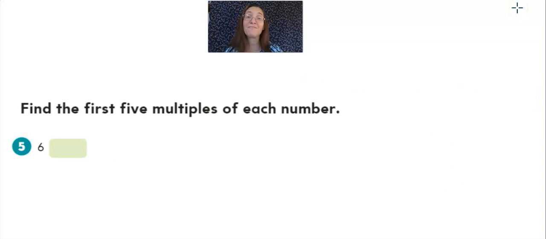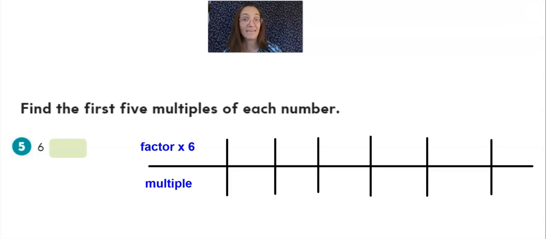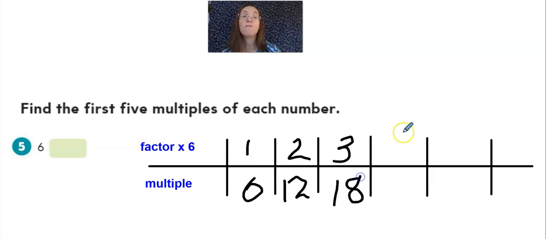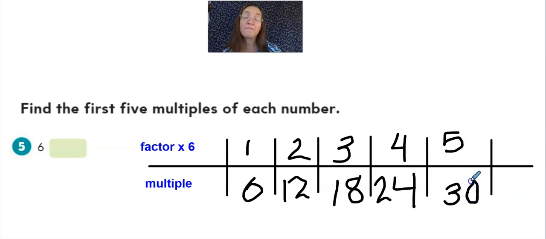So let's find the first 5 multiples or products of 6 times another number. To do that, it might be helpful for us to draw a table like this. We'll put a list of the factors that we're doing times 6, and we'll put the multiple below. So 1 times 6 is 6. 2 times 6 is 12. 3 times 6 is 18. 4 times 6 is 24. And 5 times 6 is 30. When we find the first 5 or the first 10 or even the first 12 multiples of a number, we always start with that number times 1.